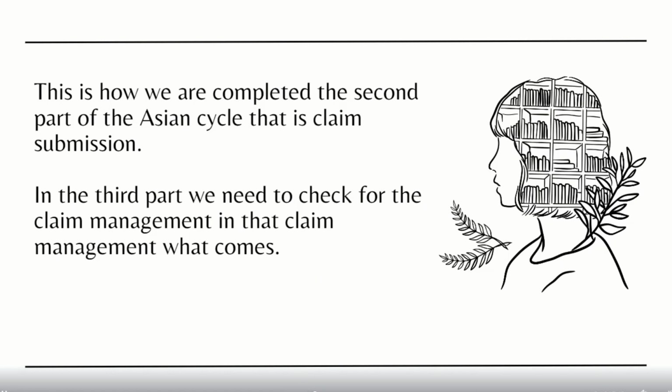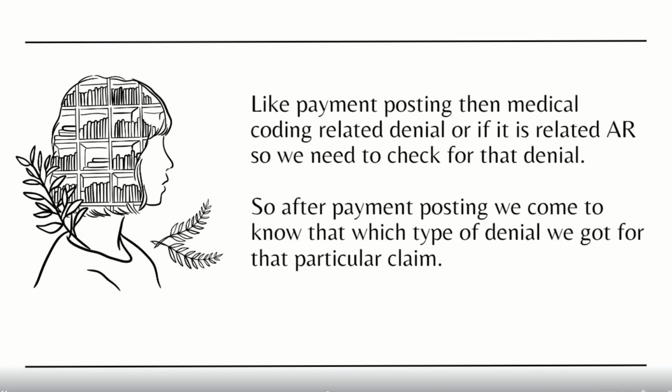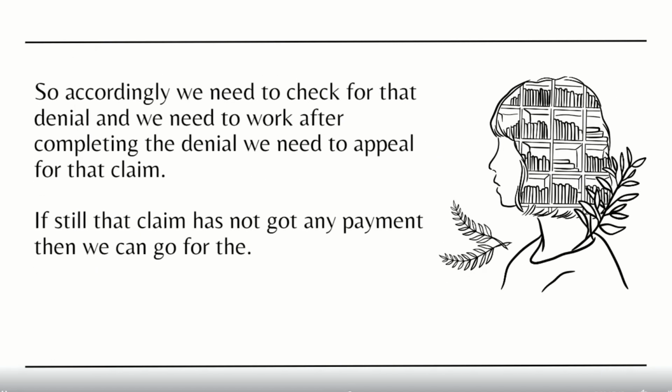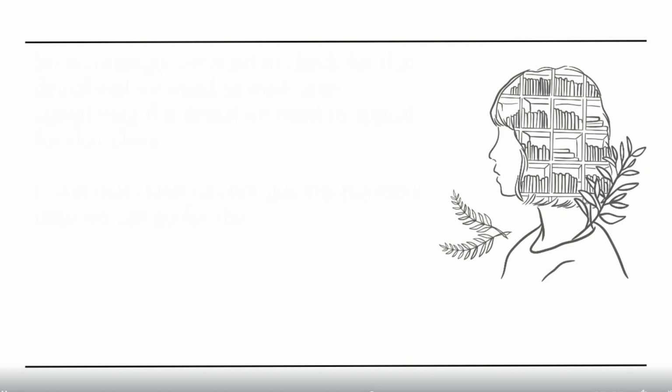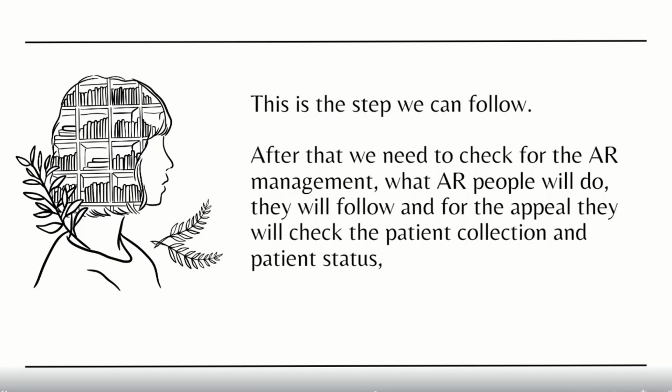In the third part, we check the claim management. In claim management comes payment posting, then medical coding related denials, or if it is AR related, we need to check for that denial. After payment posting, we come to know which type of denial we got for that particular claim. Accordingly, we need to check that denial and work on it. After working the denial, if that claim still has not received any payment, then we can go for the appeal. This is the step we can follow.